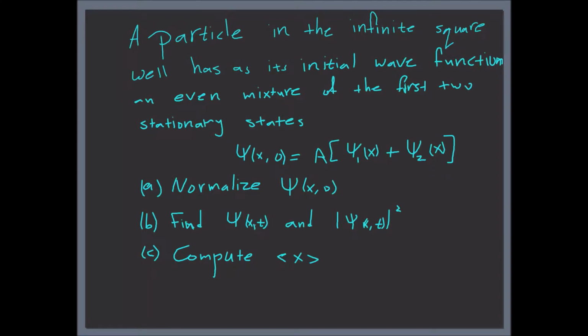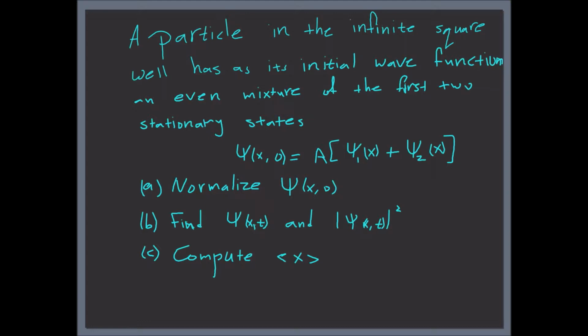We're gonna carry on with the infinite square well. This is a different example, a bit more complicated, but it's doable. A particle in the infinite square well has its initial wave function an even mixture of the first two stationary states. So this is our wave function psi of x and 0, where 0 is the time, equal to some normalization constant times the first quantum state plus the second quantum state. So it's a linear combination of both.